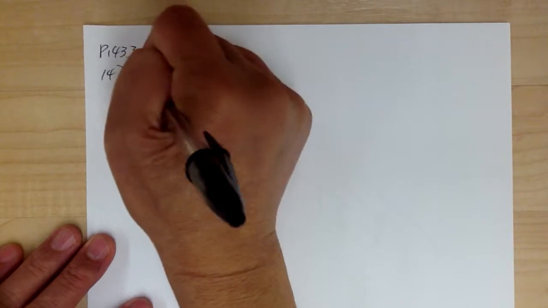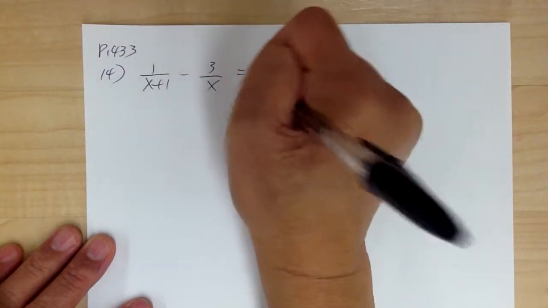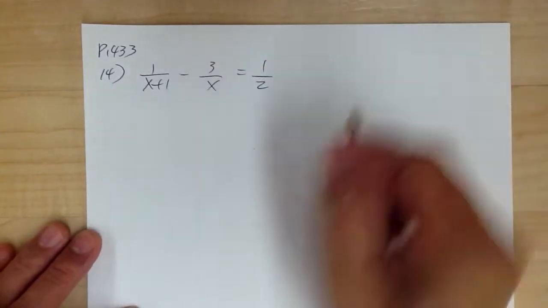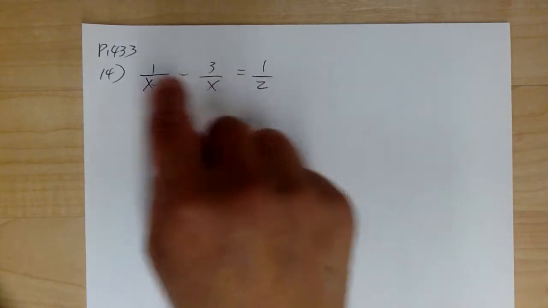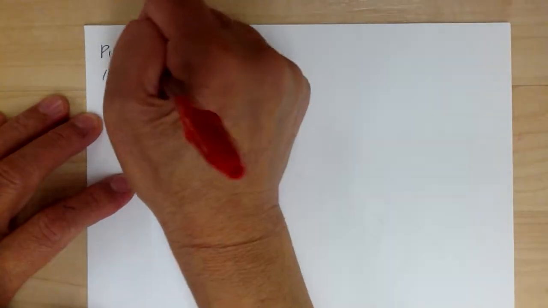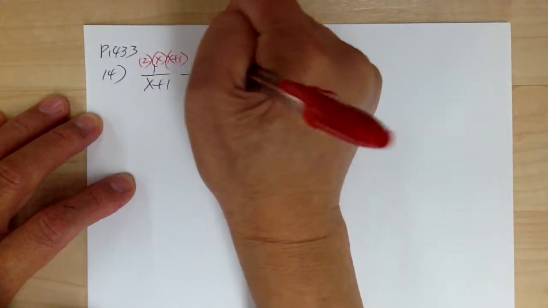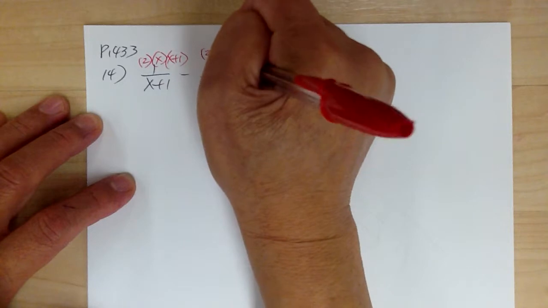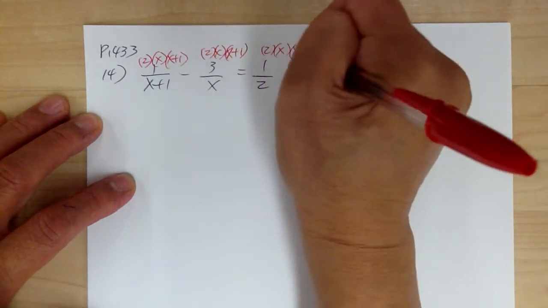You have 1 over x plus 1 minus 3 over x equal to 1 over 2. Okay, so this one you have everything. You got number, variable, number, alphabet, and a group. So your LCD would be all 3. So you need to have the number, the alphabet, the group.